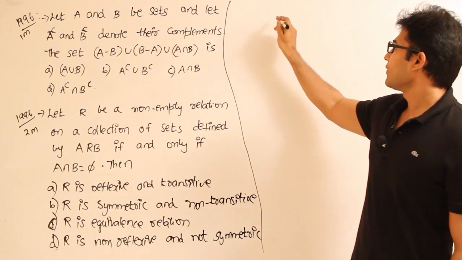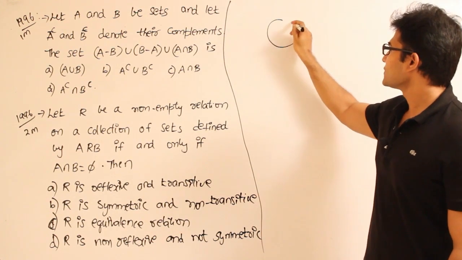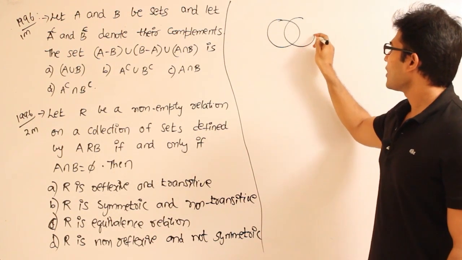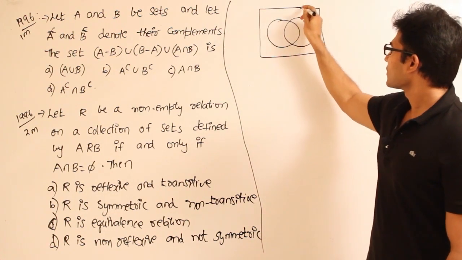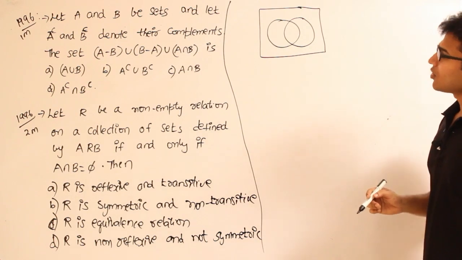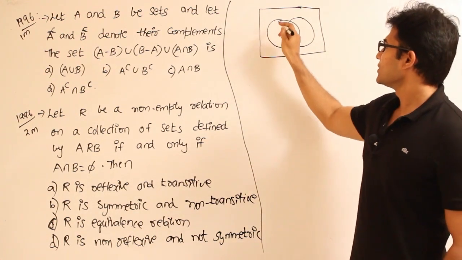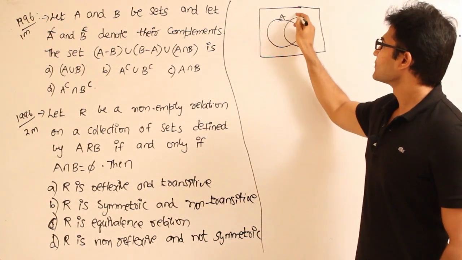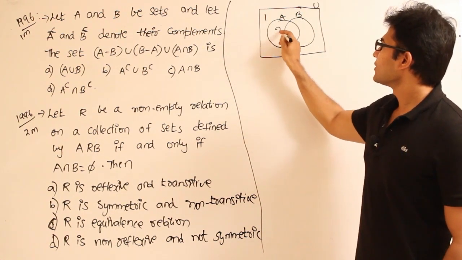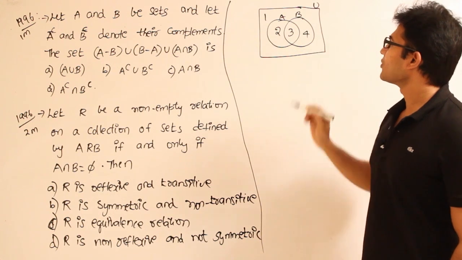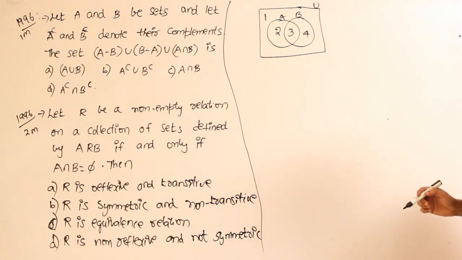So see this one. Since they are talking about two sets A and B, I am taking two sets like this, and now work on this. One is A and the other is B. Let's say this is the universal set. Now 1, 2, 3, 4. So we have 4 regions. Now let's work on these 4 regions.